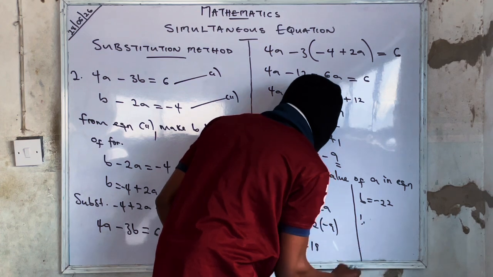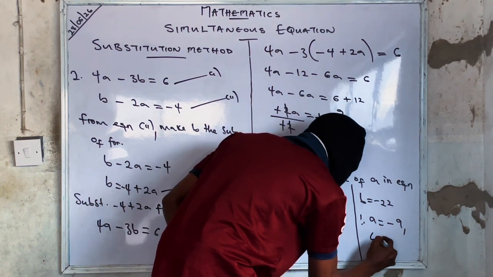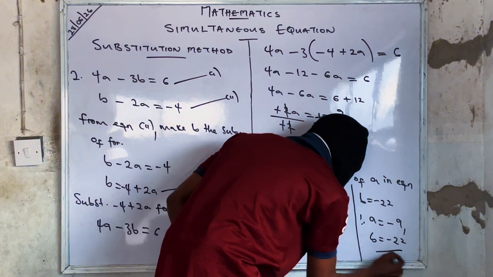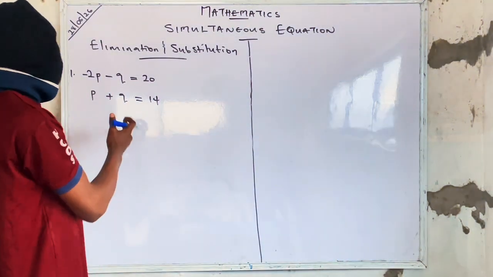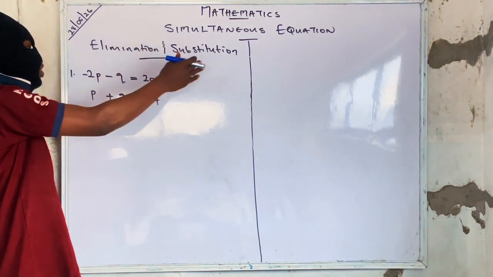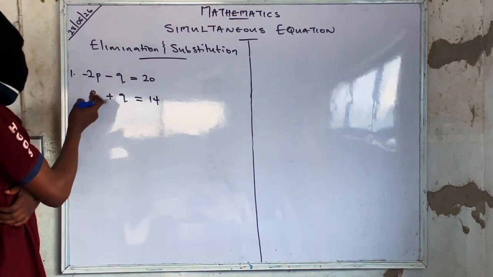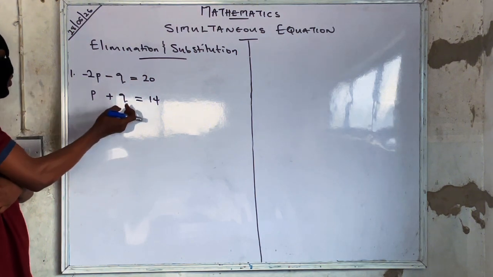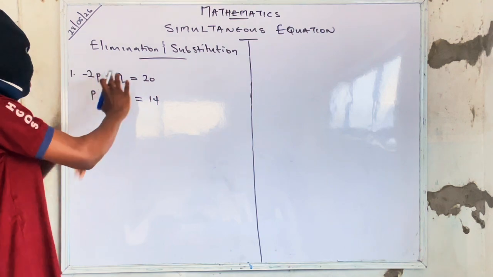So therefore your a is equal to minus 9, while your B is equal to minus 22. You can see it is very simple. Let's try using the combination of elimination method and substitution method. Now look at this question. What we are going to do here is eliminate P for us to get the value of Q, and substitute the value of Q for us to get the value of P.